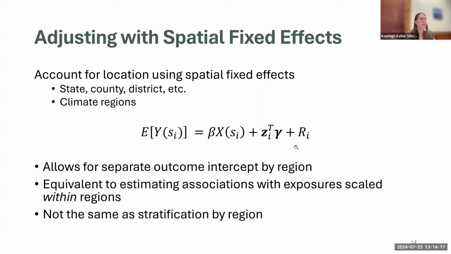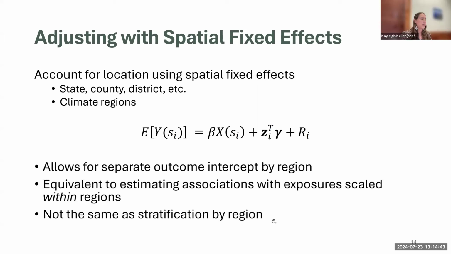But the idea is we're going to add a term that says, what state do you live in, for example? And then we can compare differences in exposure and the outcome among people who live in the same state. And that will account for some of the spatial variation. And so it allows for separate outcome intercepts by region, which will help reduce some of our confounding. And it's really equivalent to estimating associations when exposures are scaled within a region. And I'll have a picture about that in just a moment.